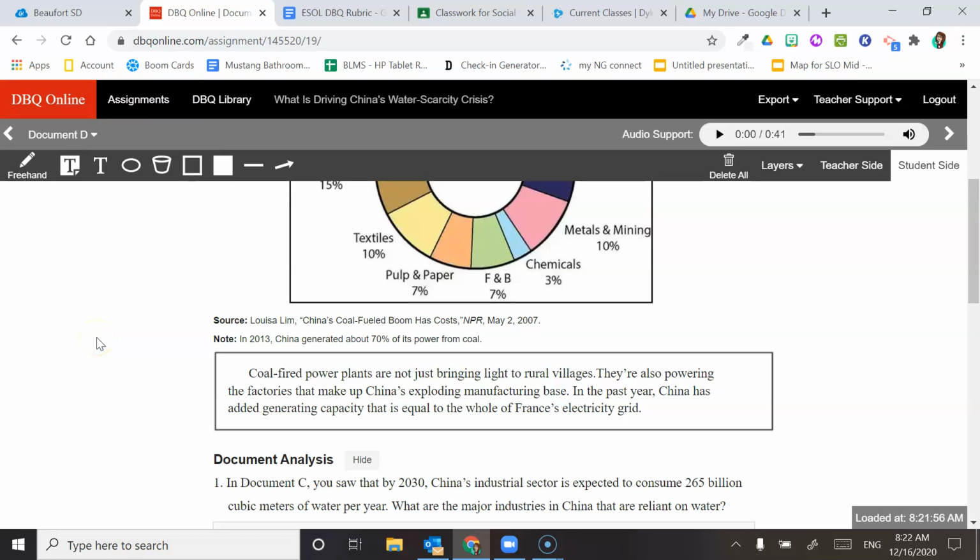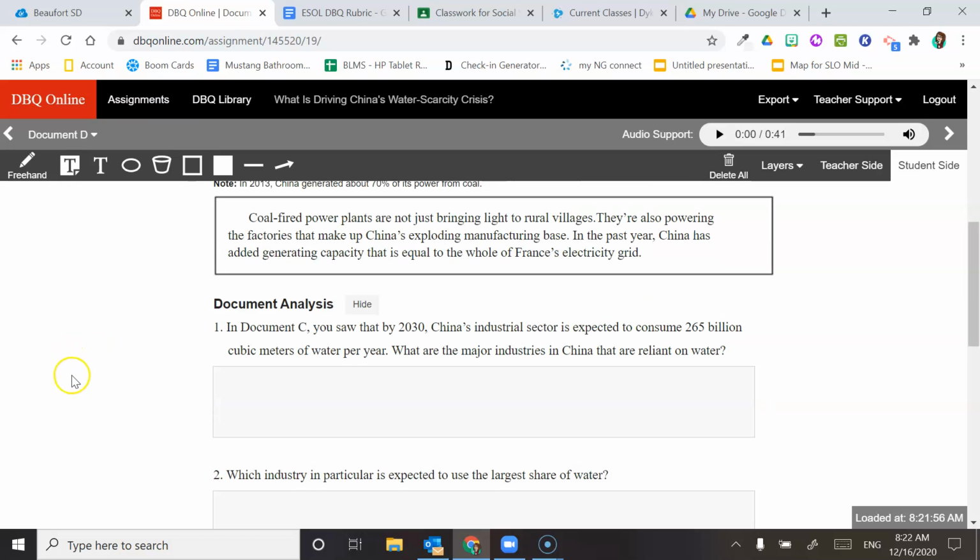Coal-fired power plants are not just bringing light to rural villages. That means that coal-fired power plants are not just providing electricity to villages that didn't have it. They're also giving electricity to the factories that make up China's exploding, or growing, manufacturing base. In the past year, China has added generating capacity, so the amount of electricity, equal to the entire electricity grid of France. So in 1 year, China added the same amount of electricity to their country as France had total. That's huge.